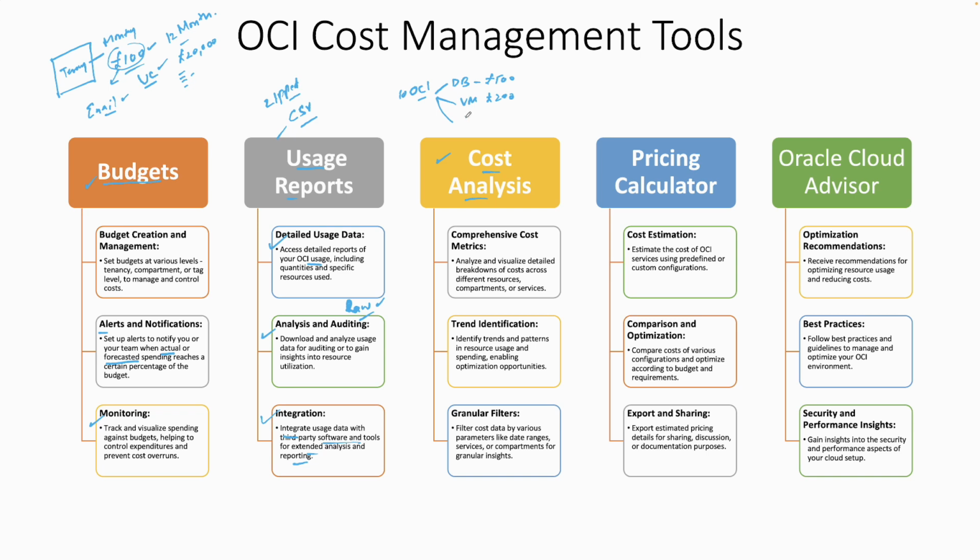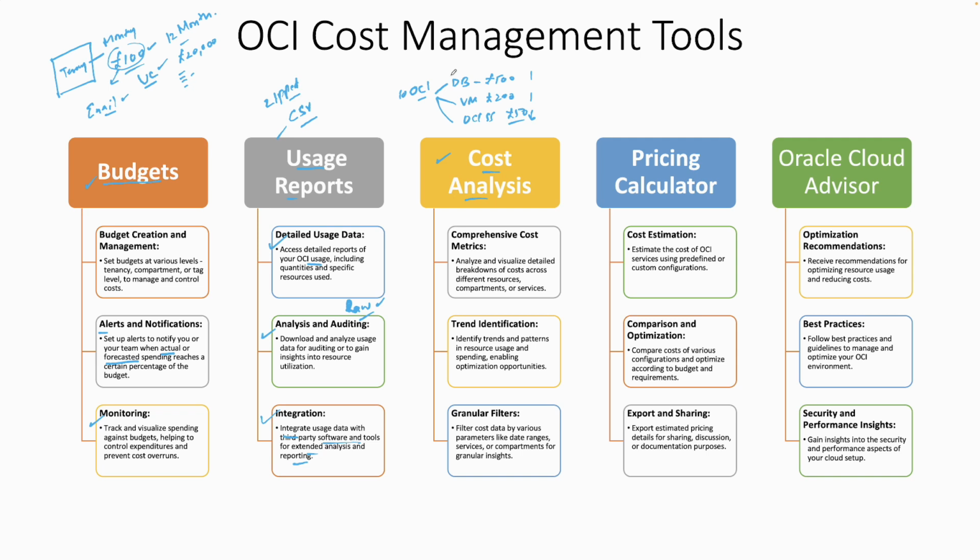If I'm using OCI storage services, I'm using, say, $50. So something like this, it can give you a complete breakdown of each resource at compartment level, or actually each service, I should say. And this cost analysis helps you in trend identification. So you can identify trends and patterns in resource usage and spending. So you could even do some kind of forecasting as well. Like, if I continue this way, what is my forecast looking like for the next, say, 8 months, 10 months as well.